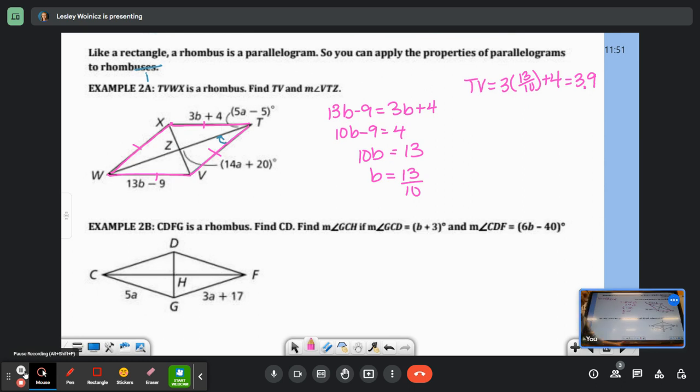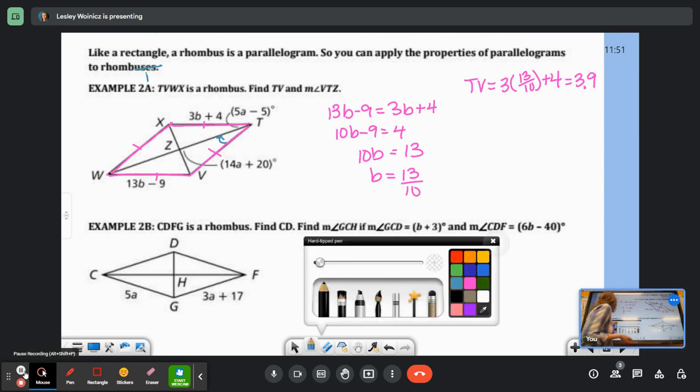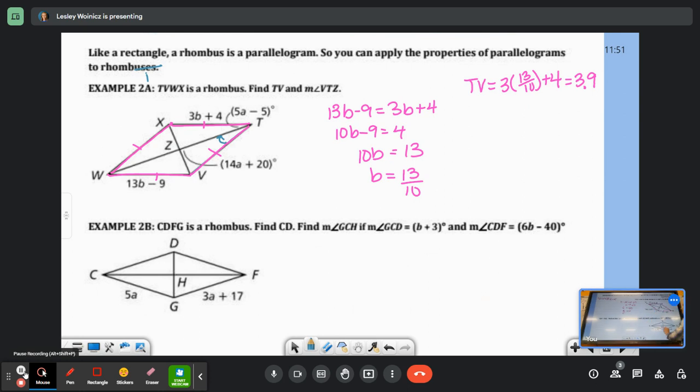If we know that the diagonals of a rhombus are perpendicular, we can say this one right here is 90. So can we solve for A if we know that that little angle is 90? Yeah. So we can just say 14A plus 20 is 90. Subtract away 20 from both sides. We get 14A is 70.